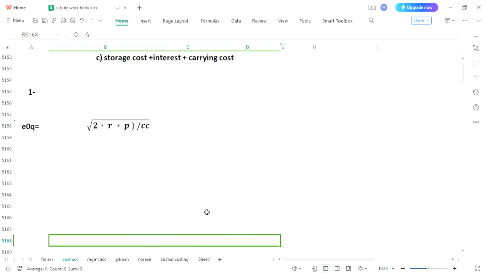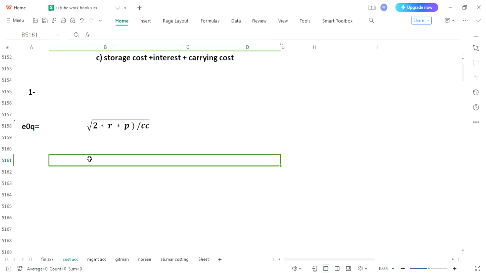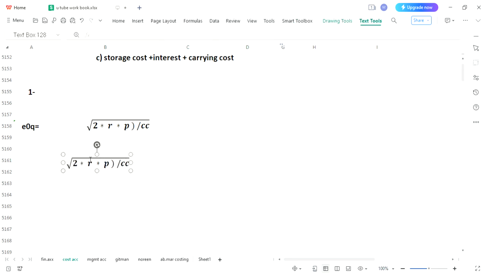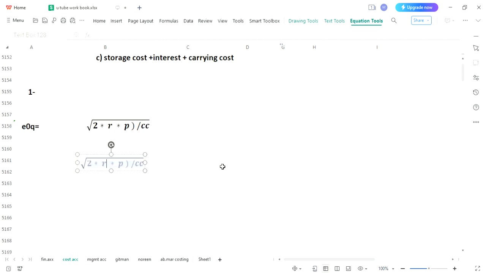Look at here, our formula. All these elements would be used in our question. At this stage, we will put values in this formula. 2 is a fixed amount. And now we will see annual requirement. Look at here, annual requirement, small r, 19,200. So instead of r, 19,200 would be put. Then we have P, cost to place an order.